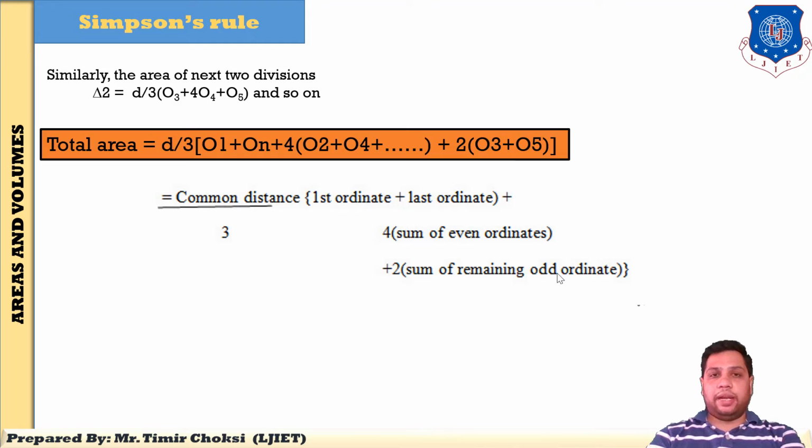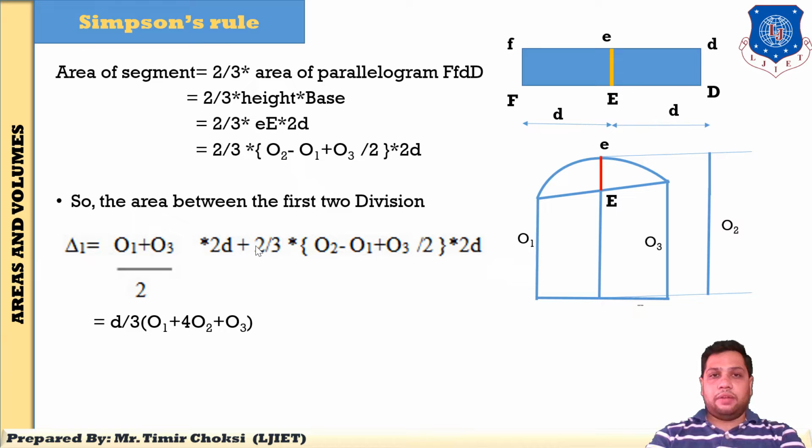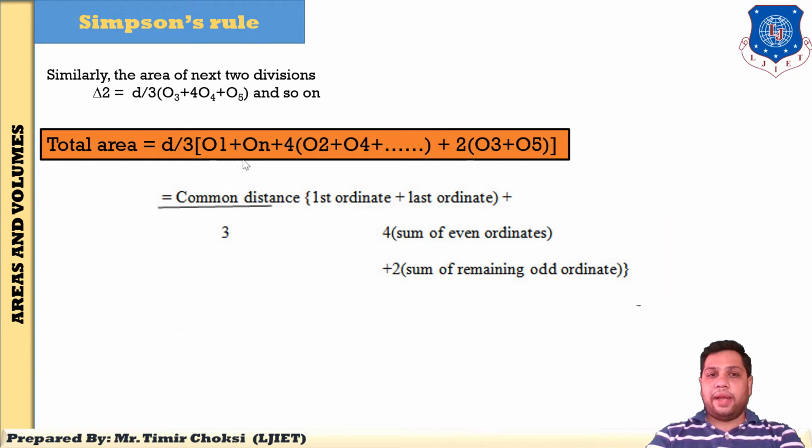Our final formula you have to remember and write directly in an exam, not try to derive it, because it is time consuming. So directly you write the formula: total area equals d by 3 (first ordinate plus last ordinate plus 4 in bracket sum of even ordinates plus 2 in bracket sum of odd ordinates). So this is the equation for finding the boundary area by Simpson's rule.